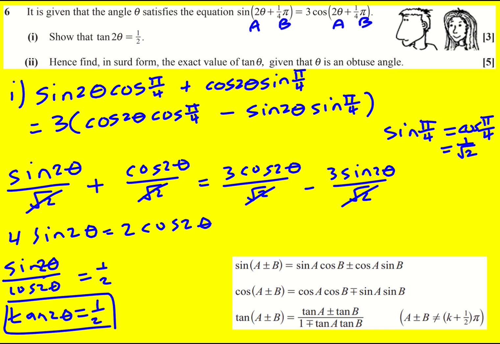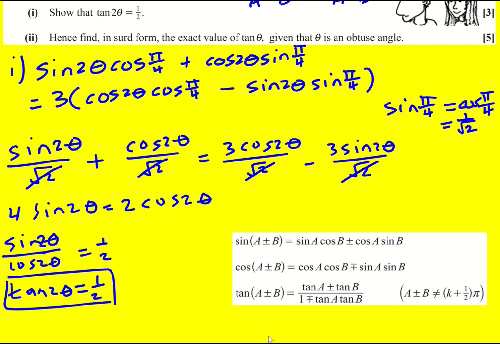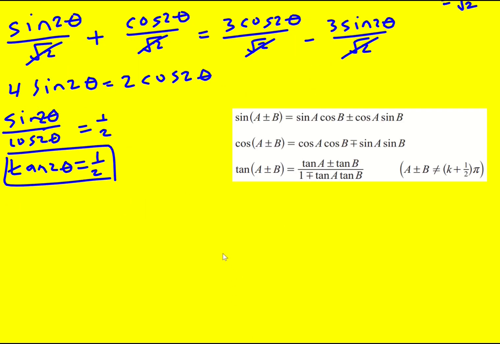We're then asked to find in surd form the exact value of tan theta, given that theta is obtuse. So what that means is you can't just do inverse tan of a half on your calculator. If you try and do that, you're going to get some decimal number. We want the exact one. So actually, I really like this question. We've had to use addition formula for sine and cos. Now we're going to have to use double angle formula for tan.